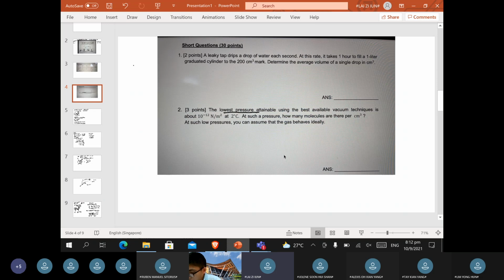This is question 2. The lowest pressure attainable using the best available vacuum technology is about 10⁻¹² Newton per meter squared at 2 degrees Celsius. Then they ask you, at such a pressure, how many molecules are there per cm3? At this point, if you haven't had a chance, I'm going to give you a minute or so to try and solve this. Just outline the steps that you think can give you the answer.